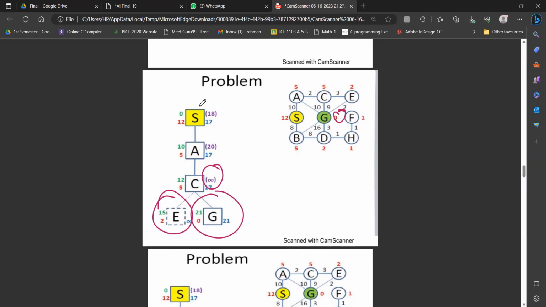The heuristic of G is 0, and the path from S to A and A to C and C to G adds up to 10 plus 2 plus 9 is 21. So 21 has been written here. 0 plus 21 is 21.